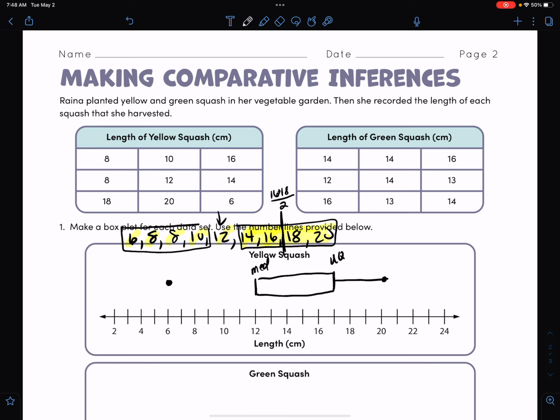And then your whisker. Then you will come over to this side and you look at this part and you're going to do the same thing. Split it in half to find the median. The median is 8 plus 8, so the middle of 8 plus 8 has to be 8. Therefore, my box and whiskers for that is this one.